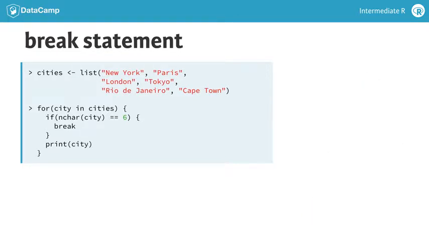How will R deal with this code? Well, for the first city in the cities vector, New York, the nchar condition is false, so New York still gets printed to the console. The same happens for Paris. But in the third iteration, when city is equal to London, the nchar condition is true, causing the for loop to break. Since the break construct comes before the print command, the character string London is not printed to the console anymore. If we run the code, we see that indeed only New York and Paris get printed to the console, after which the for loop is abandoned.